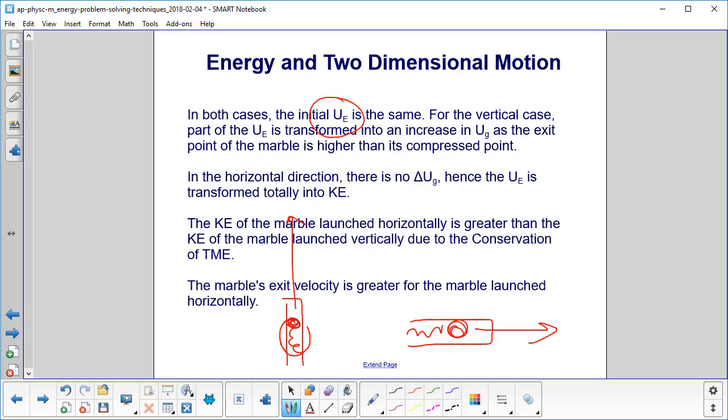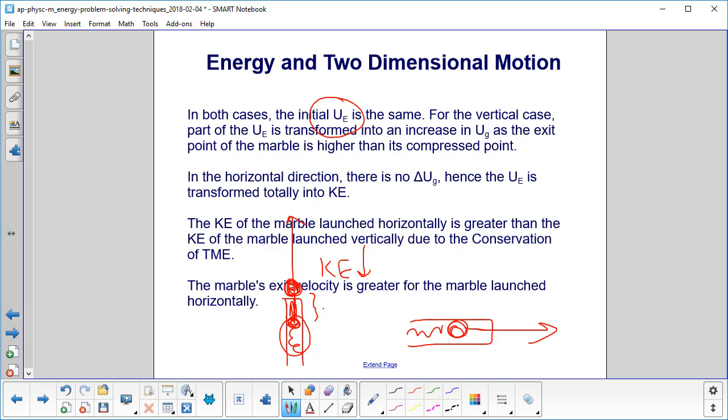However, let's look at the vertical case. All of this elastic potential energy, some of it goes into, you have to go up this distance here. So some of the energy is transformed into gravitational potential energy. So by the time the marble leaves, it hasn't lost energy, it's been transferred into gravitational potential energy. So there's less available energy for KE. So KE loses a bit.